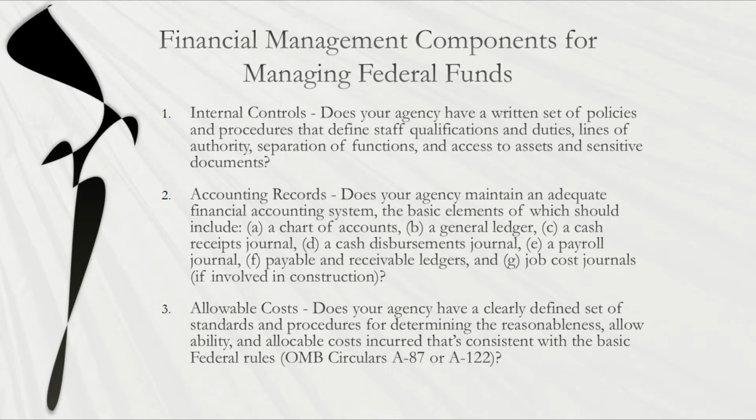2, accounting records. Does your agency maintain adequate financial accounting systems, the basic elements of which should include, well, A, a chart of accounts, B, general ledger, C, cash receipts journal, D, cash disbursements journal, E, a payroll journal, F, payable and receivable ledgers, and G, job cost journals, if any are involved in construction. Three, allowable costs. Does your agency clearly define a set of standards and procedures for determining the reasonableness, allowability and allocable cost incurred that's consistent with the basic federal rules?